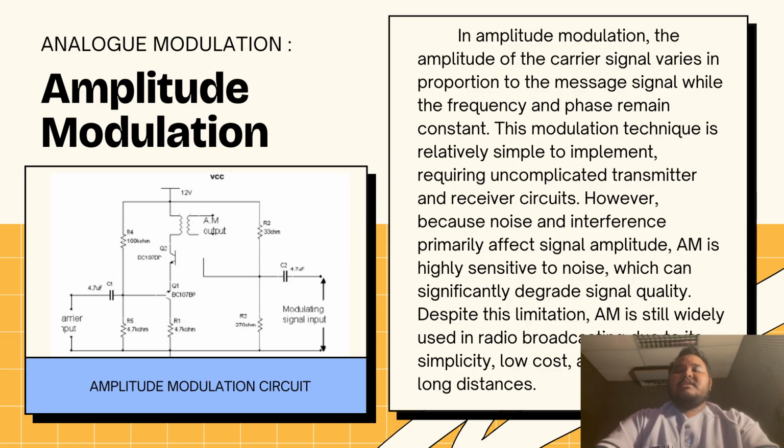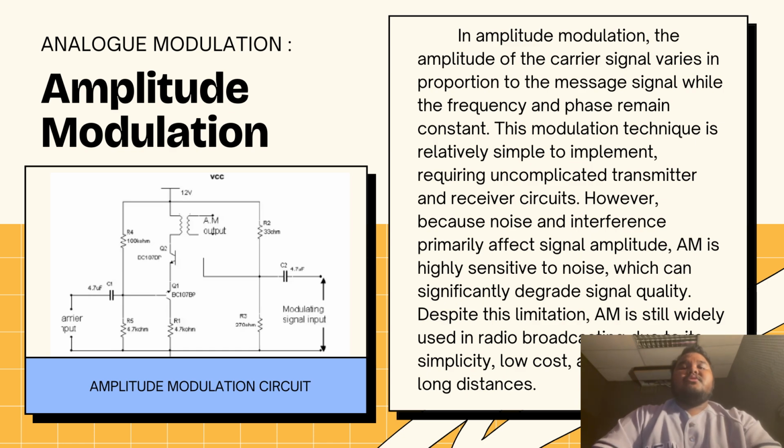However, because noise and interference primarily affect signal amplitude, AM is highly sensitive to noise, which can significantly degrade signal quality. Despite this limitation, AM is widely used in radio broadcasting due to its simplicity, low cost, and ability to cover long distance. At the left side of the slide, you can see the amplitude modulation circuit.